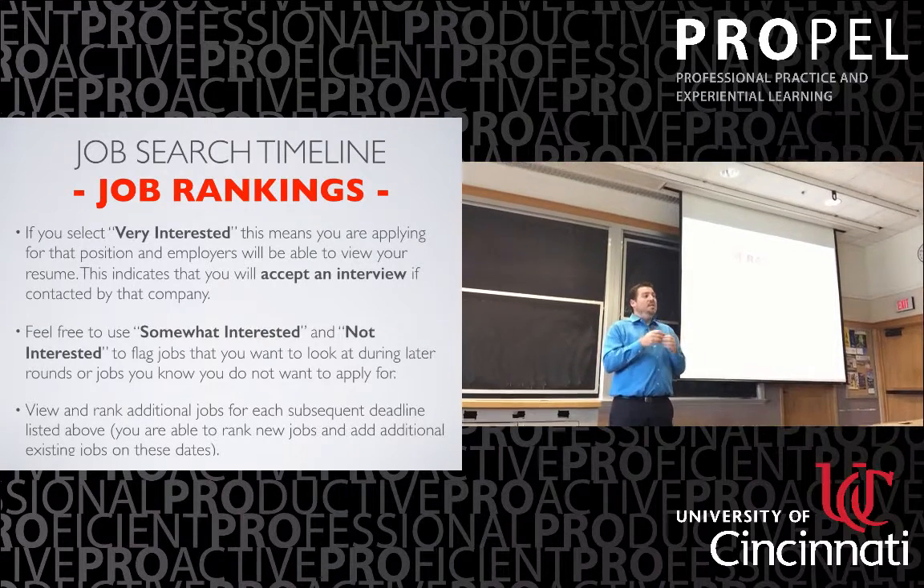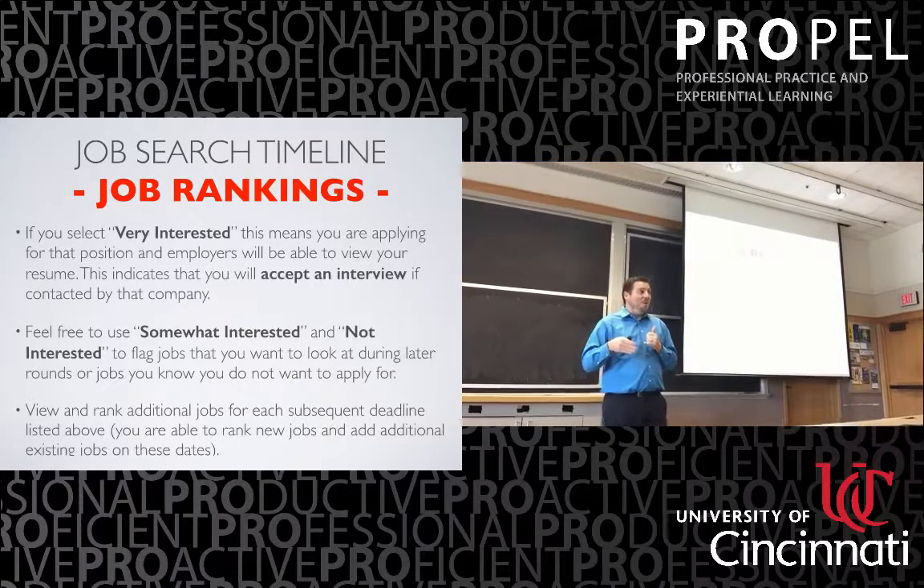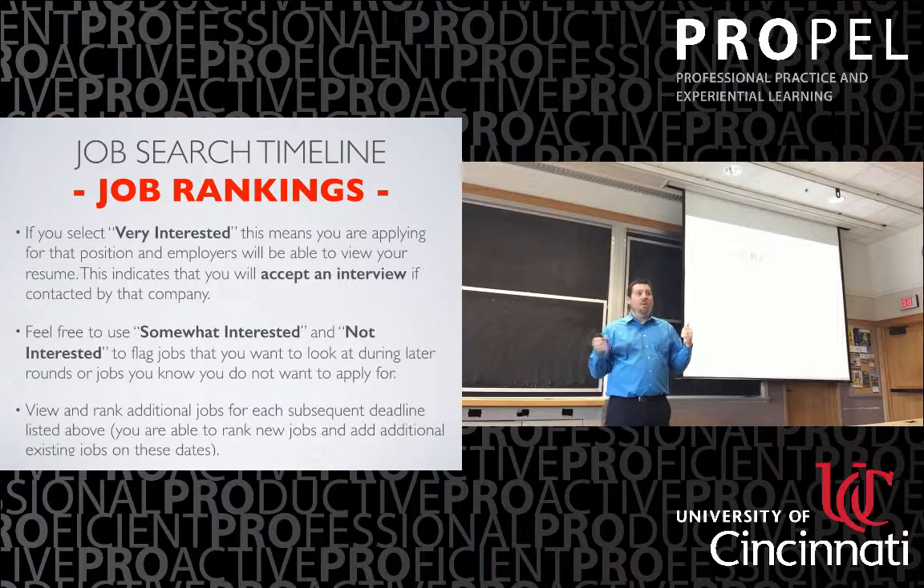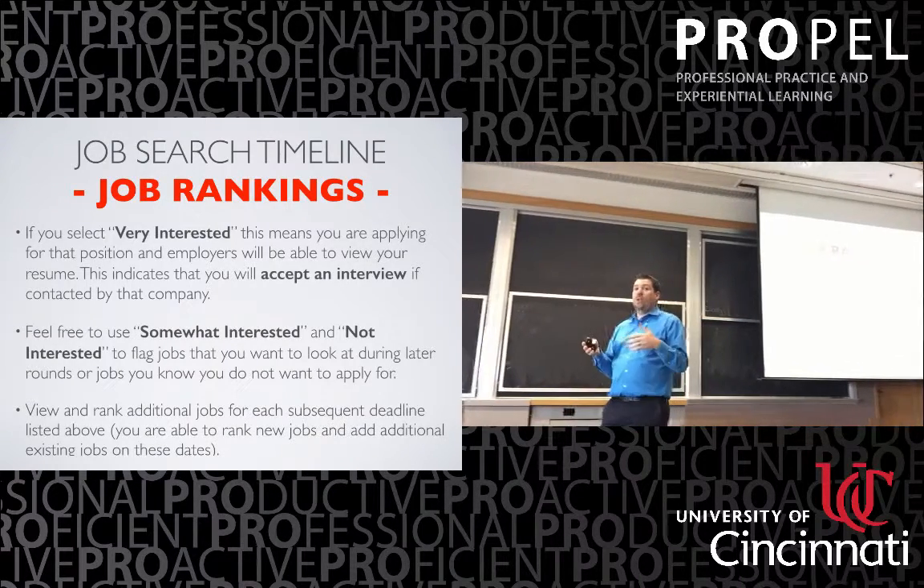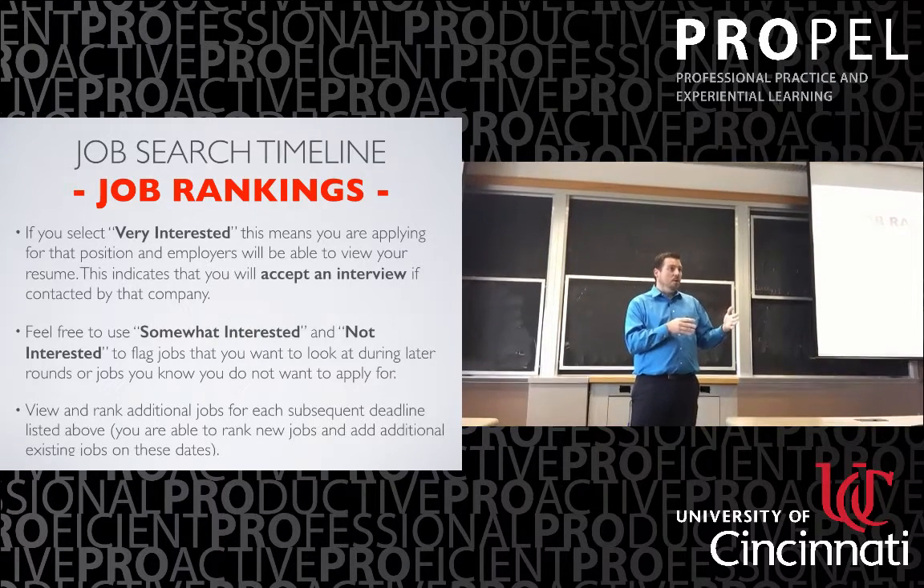Because what's going to happen is months later, if you don't have a co-op yet, I'm going to continue to ask you to go and rank positions in PAL. That's the number one way for us to get students jobs. And so if you're going to just keep going back in and rereading job descriptions over and over again, it's going to be a big waste of your time. So what I'd rather have you do is select things as somewhat interested that you can convert to very interested later on. Make sense? Okay.